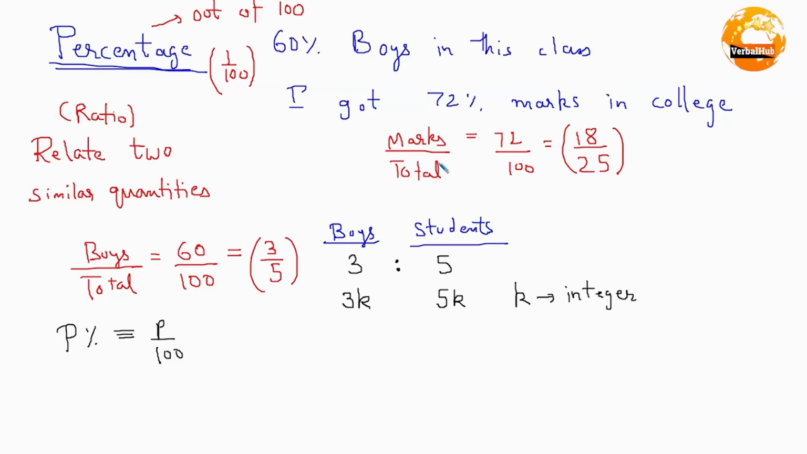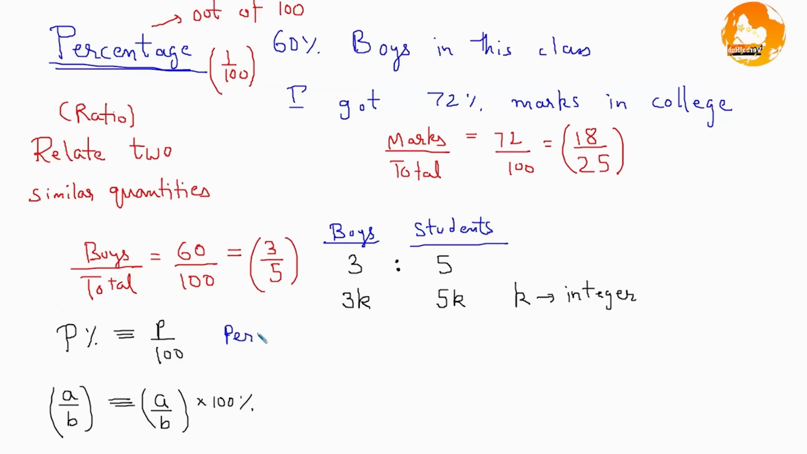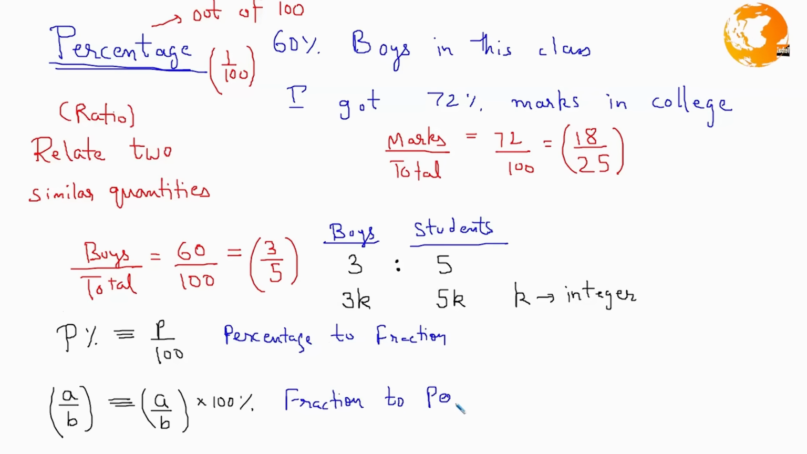Before we proceed to delve into more concepts, first of all, let's look at percentage to fraction: we divide by 100. Or the other way around, if there is a fraction, let's say a on b, the percentage equivalent is that fraction times 100%. So from percentage to fraction, we divide by 100, and from fraction to percentage, we multiply by 100.